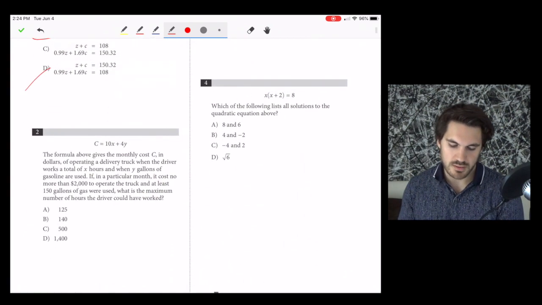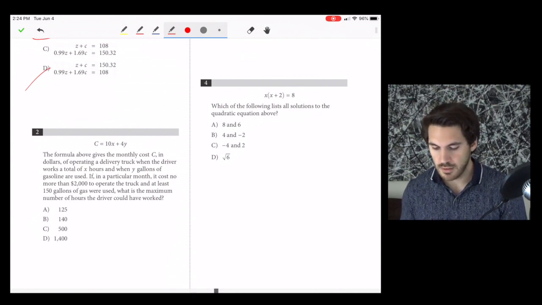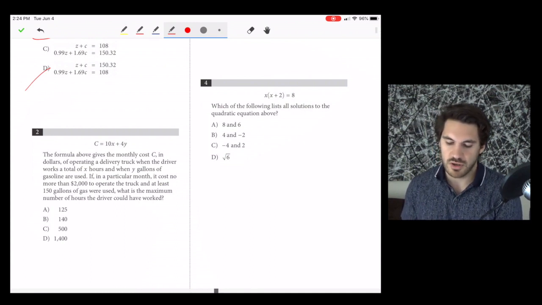Lovely. Number two. The formula above gives the monthly cost C in dollars of operating a delivery truck when the driver works a total of X hours, and when Y gallons of gasoline are used. If in a particular month it costs no more than $2,000 to operate the truck and at least 150 gallons of gas were used, what is the maximum number of hours that the driver could have worked?